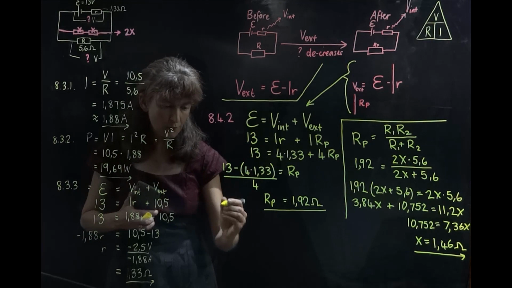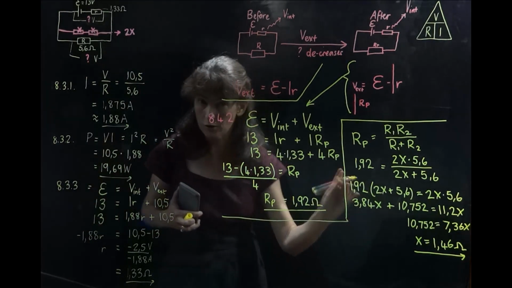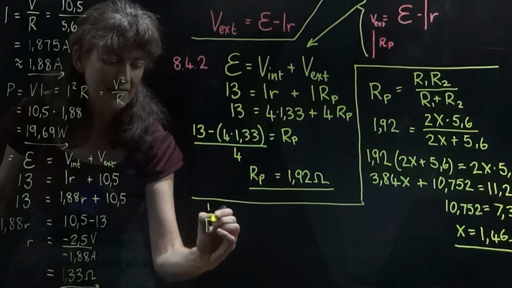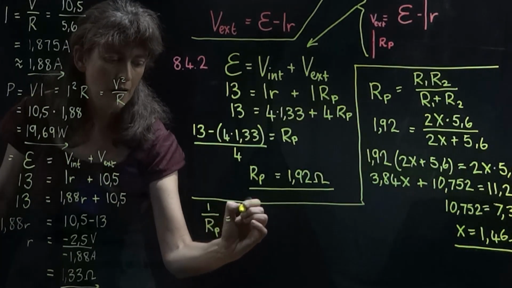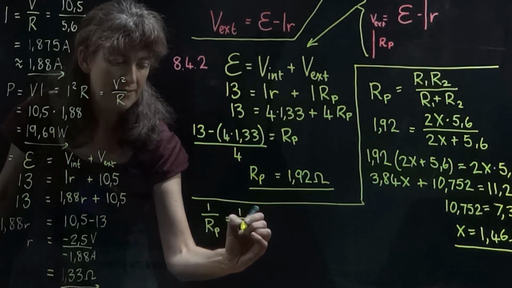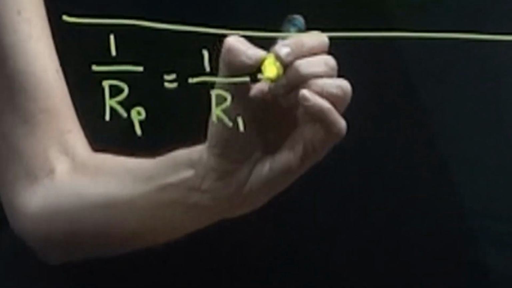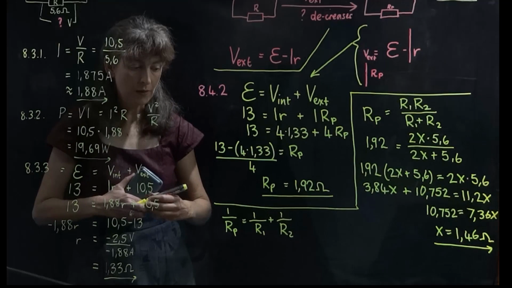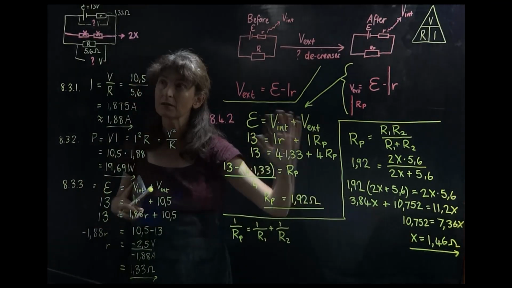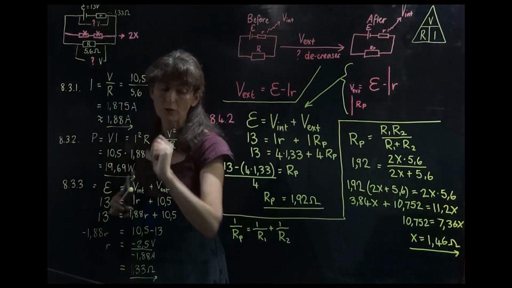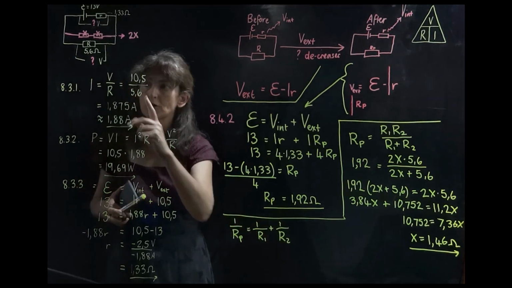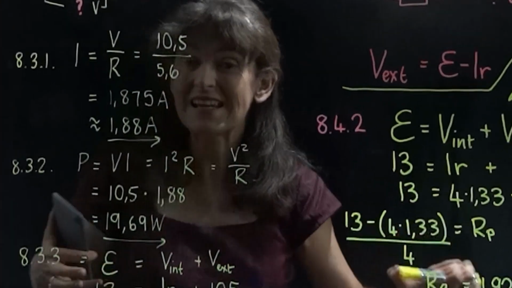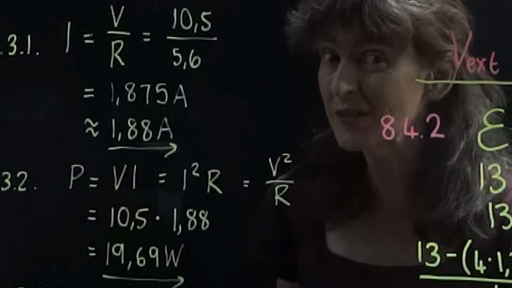Notice you should also be able to solve this, and you can go back and also check it this way, using instead this formula. 1 over Rp is equal to 1 over R1 plus 1 over R2. And again, R1 would be twice that. Well, in the beginning, you don't know that. It would be 2x. Plus 1 over R2 would be 1 over 5,6. So that takes us to the end of this particular question.